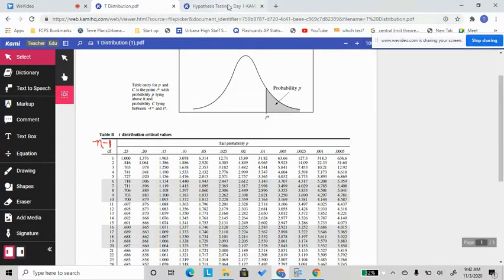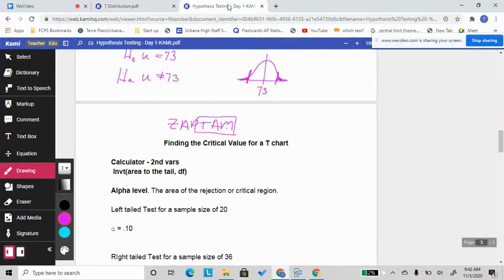All right, so let's talk about it. And then I'm also going to show you if you want to learn how to do it on the calculator. So let's ignore the calculator for just a second and talk about these critical values. Okay, I had talked about it a little bit before in the confidence interval section, but we're going to talk about an alpha level. The alpha level is just your shaded area, total shaded area.